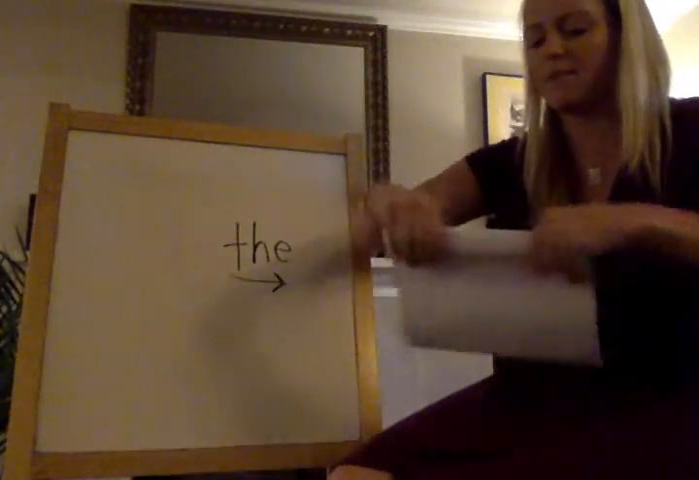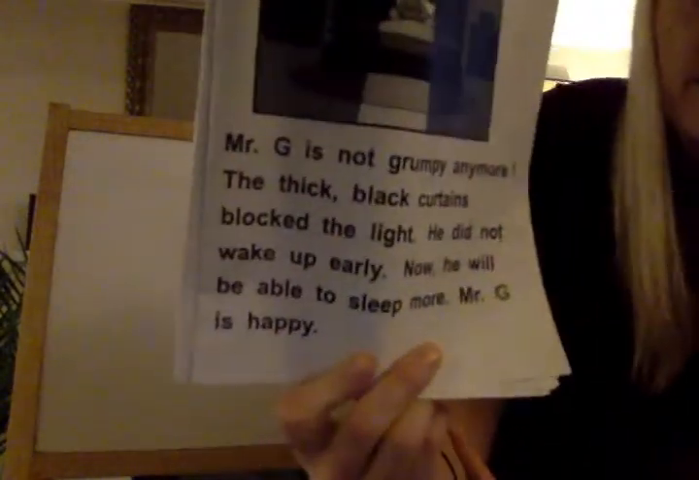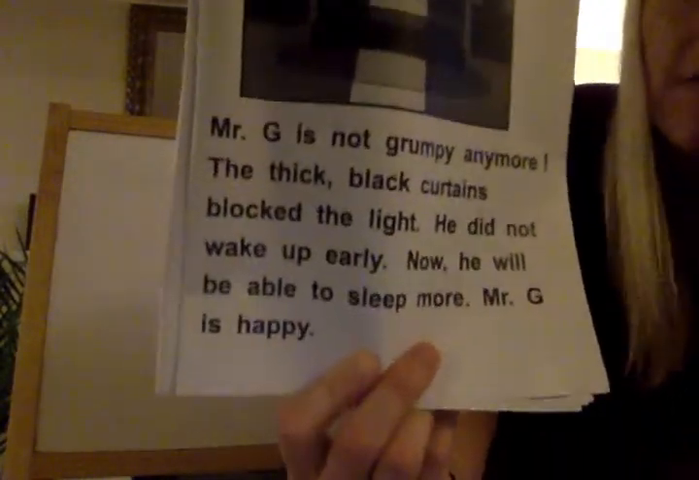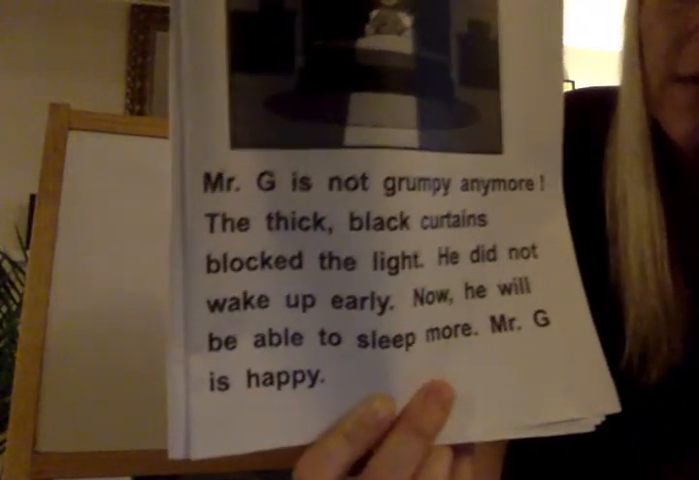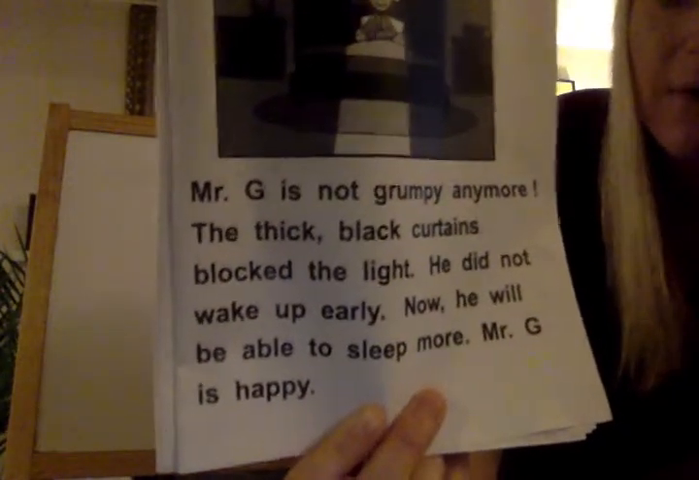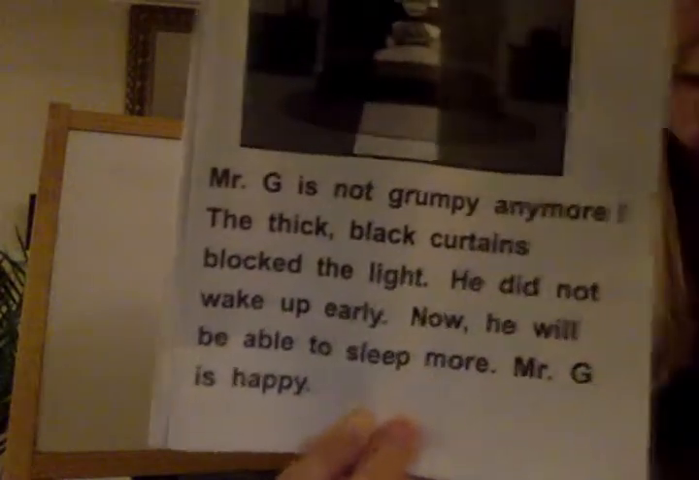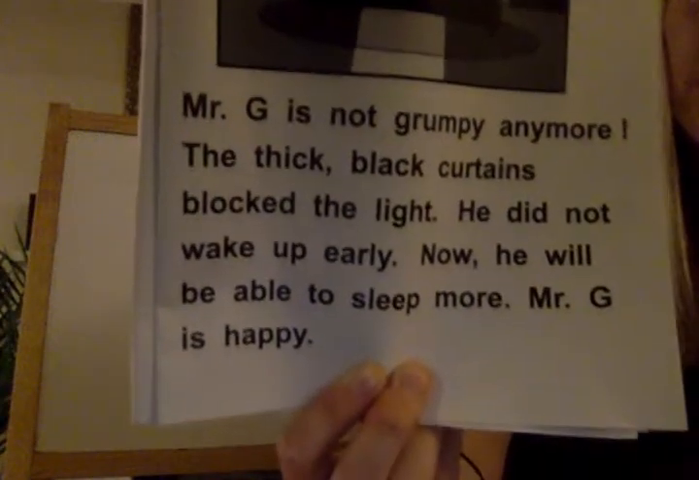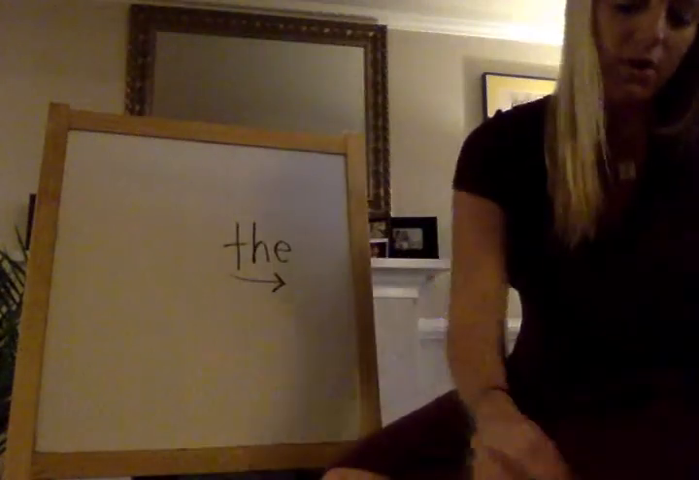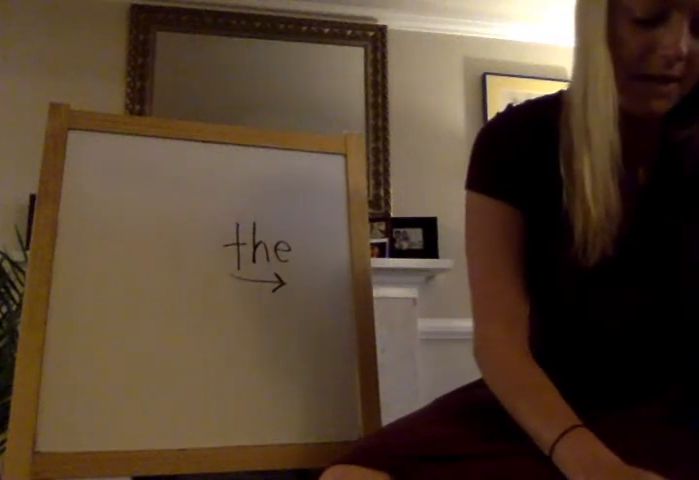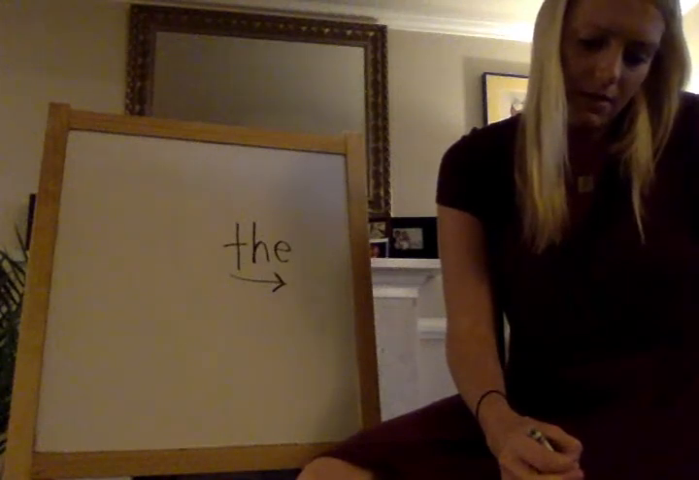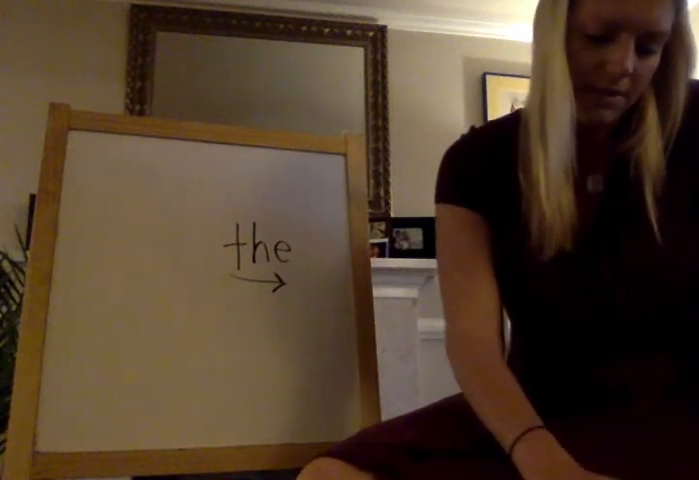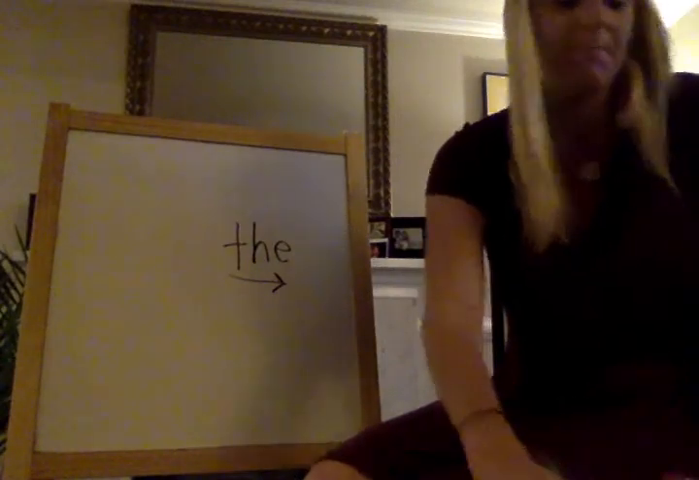Oh, he looks so happy on page 9. Mr. G is not grumpy anymore. The thick black curtains blocked the light. He did not wake up early. Now he will be able to sleep more. Mr. G is happy. How many times do we see the word the on page 9? We see it 2 times. Color the word the on page 9. 1 time, 2 times. The. T-H-E. The.